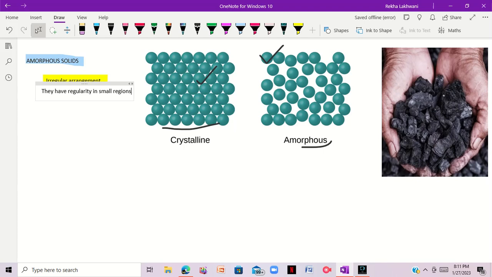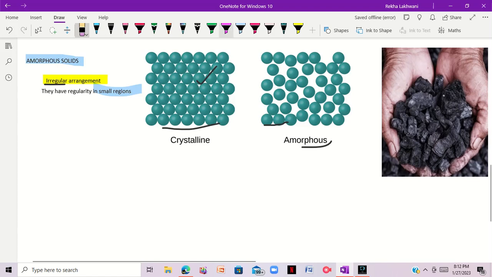For example, over here you can see there are three constituent particles which are arranged regularly. But over here, these molecules are not arranged in a regular form. So it means in amorphous solids there is a little regularity, but only in small regions.